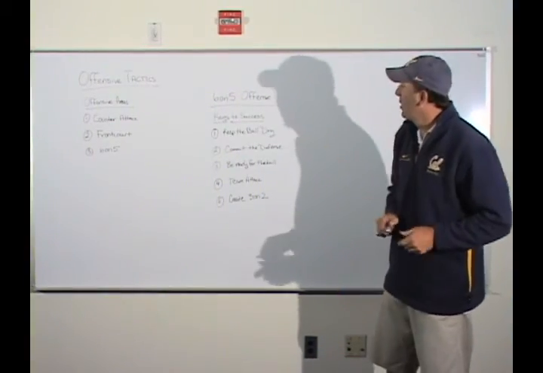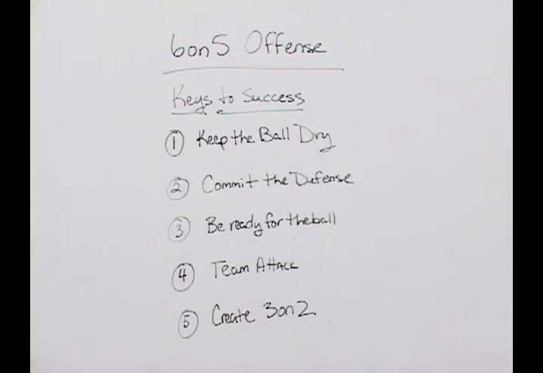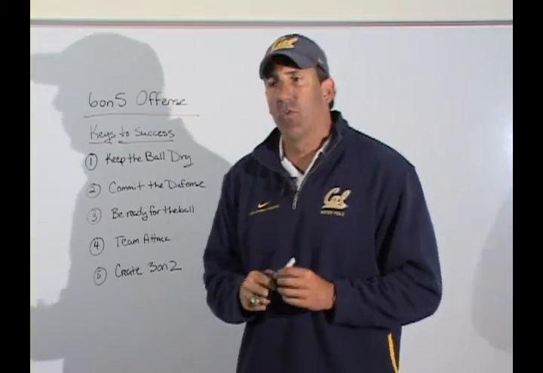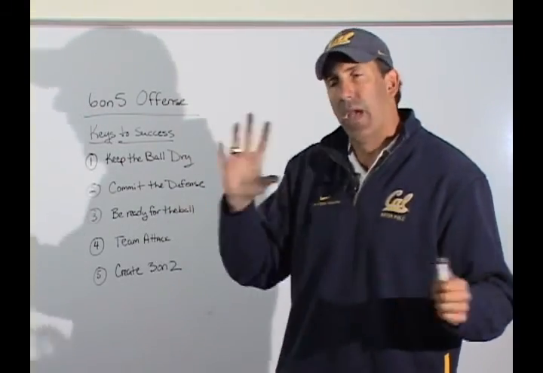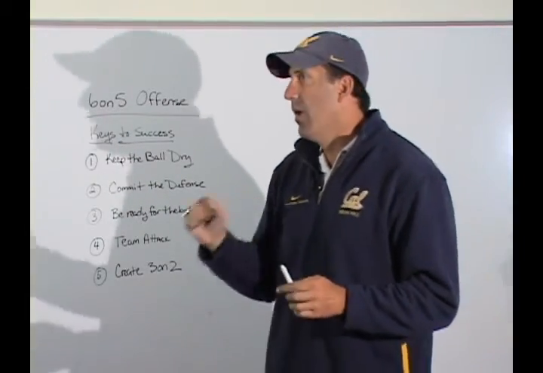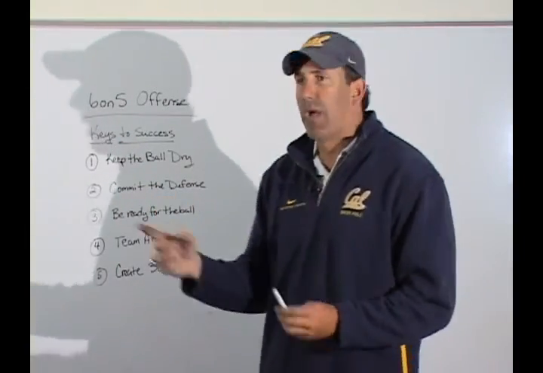All right, lastly, we're going to look at 6-on-5 offense. How do we attack the 6-on-5 defense? All right, keys to success. Keep the ball dry. Passing is a premium on the 6-on-5. You want to keep a good rhythm and move the ball. You have to commit the defense. You have to commit the goalie. Best way to do that is to move the ball around the perimeter.